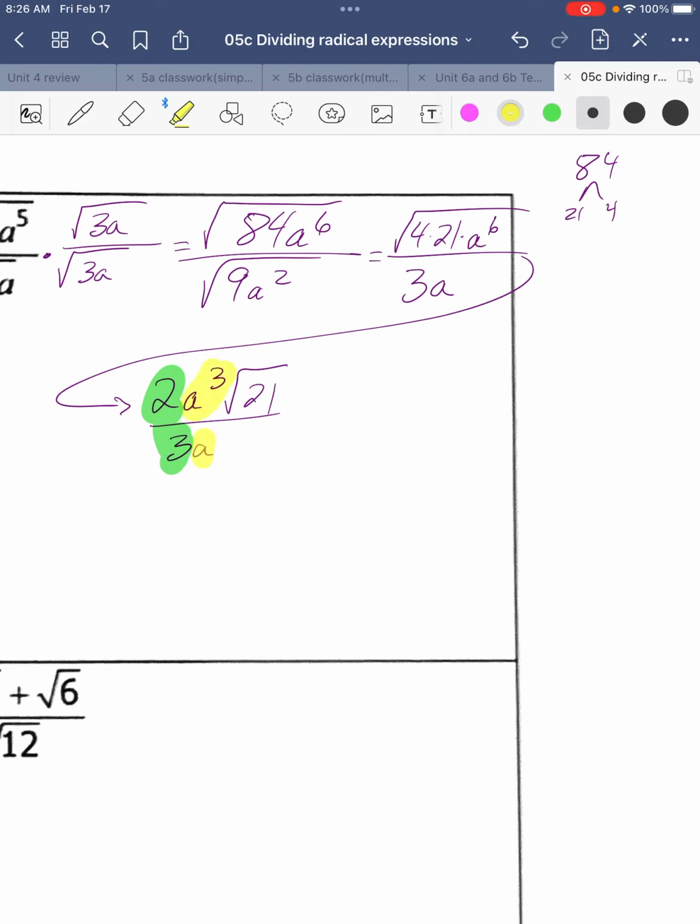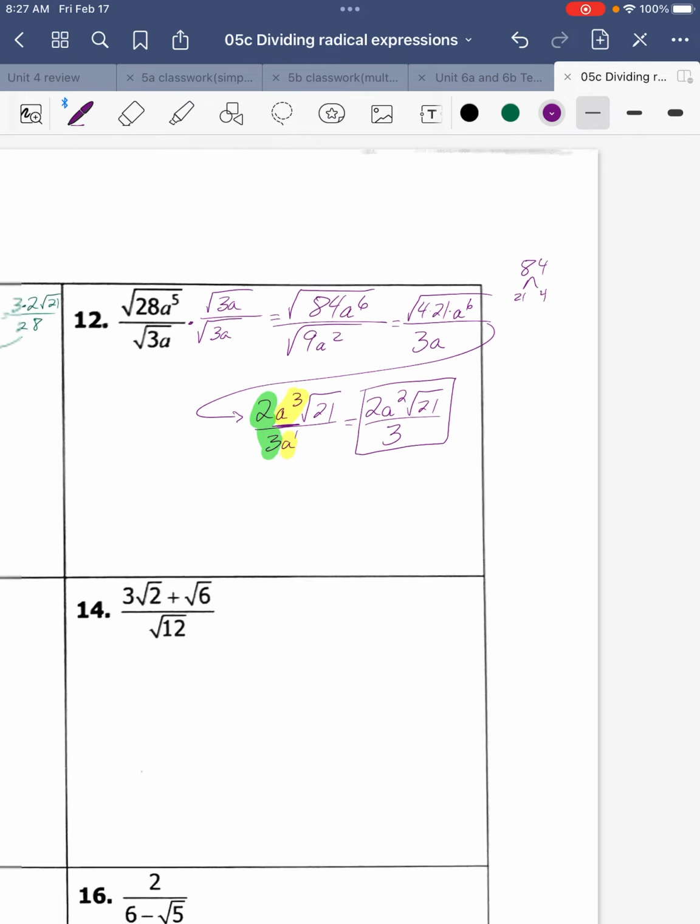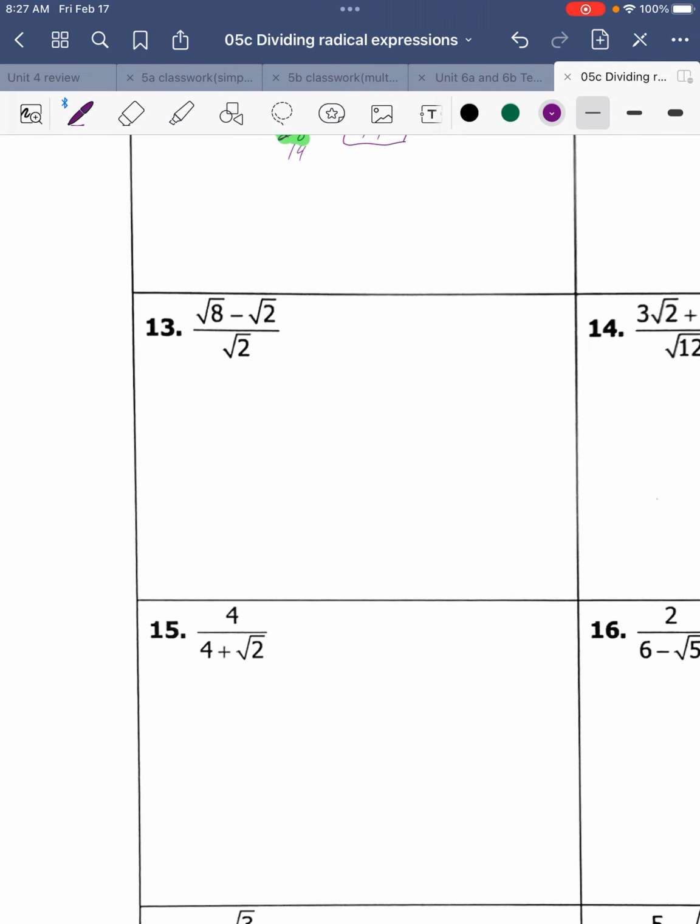We now can simplify, not 2/3, nope, but the coefficient a to the third divided by a. Remember, you're subtracting your exponents when dividing like bases. So you have 2a squared, square root of 21 over 3. And there's your final answer.